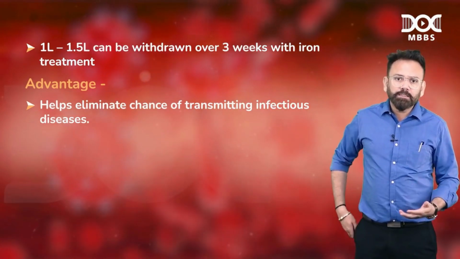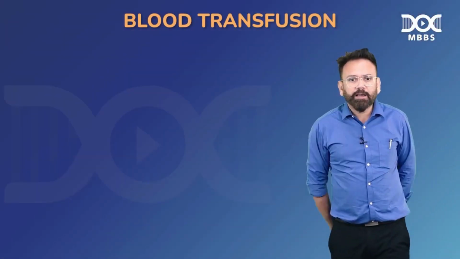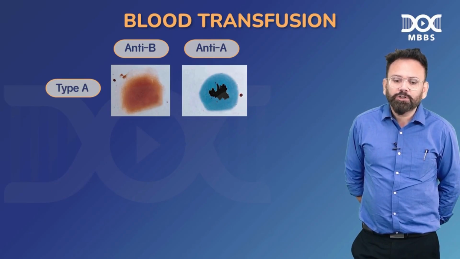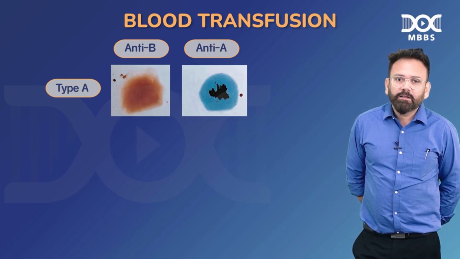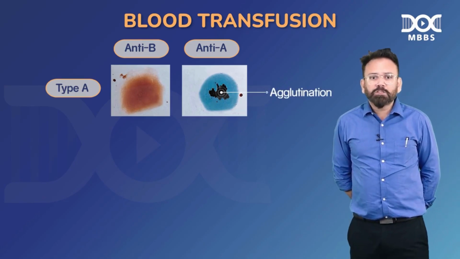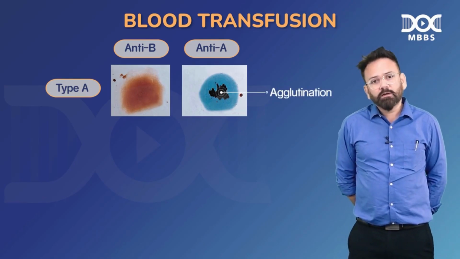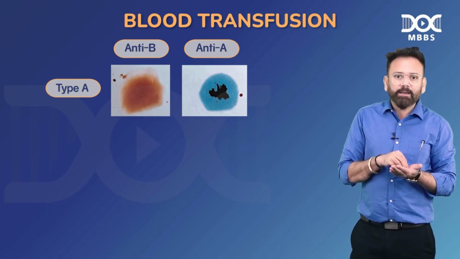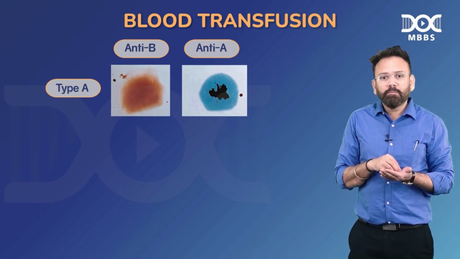It's very common nowadays. This has the advantage of eliminating this type of risk of having any type of transfusion reaction or any disease. So you can see here in this diagram, type A and anti-B. If there is type A, what do you understand by this diagram? Anti-B serum is there, anti-A serum is there, and it is agglutinating in the first slide. Which blood group is it? Of course, A blood group. A blood group means it is having A antigen and B antibody.